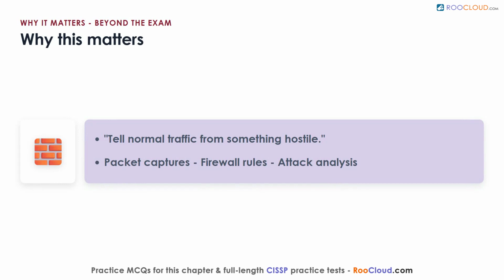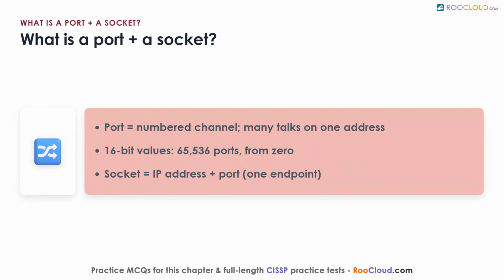Because these 2 protocols and their behavior underlie firewall design, troubleshooting, and attack analysis. Imagine you are reading a packet capture during an incident, or writing a rule that permits one service but blocks another. Knowing how sessions are built, torn down, and numbered by port is what lets you tell normal traffic from something hostile. So, what is a port and what is a socket? A port is a numbered channel that lets one address carry many conversations at once.